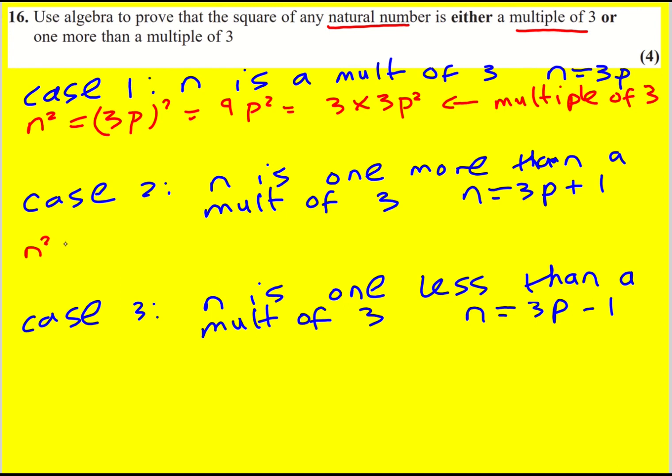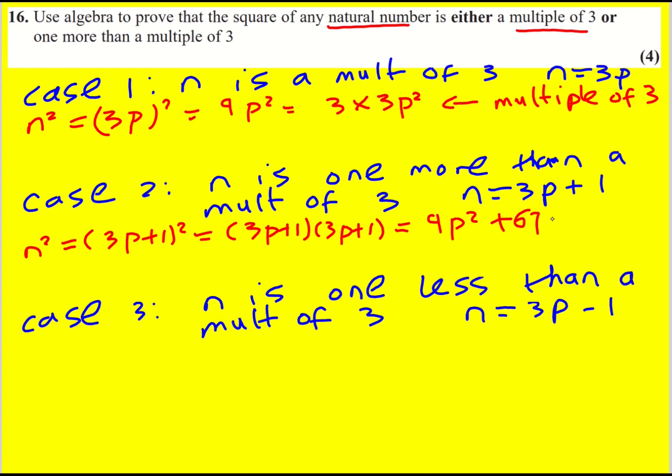Case 2, 3p plus 1 squared. Now don't forget, this is actually a double bracket. So either write out as a double bracket or kind of do it in your head. You're going to get 9p squared, then we've got these cross multiplying terms, 3p times 1 and 1 times 3p, that gives 6p, and then plus 1. I can factorize the 3 out of the first two expressions, so I've got 3 times 3p squared plus 2p, and I'm left with this extra 1. So this is 1 more than a multiple of 3.